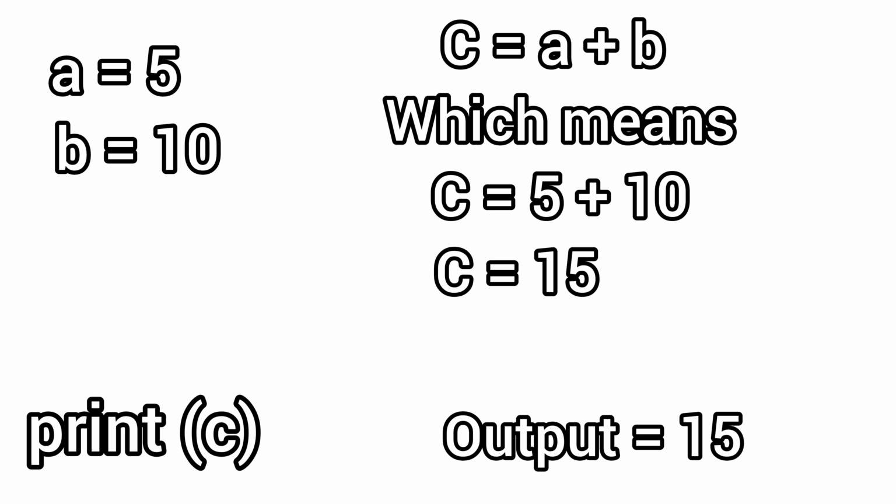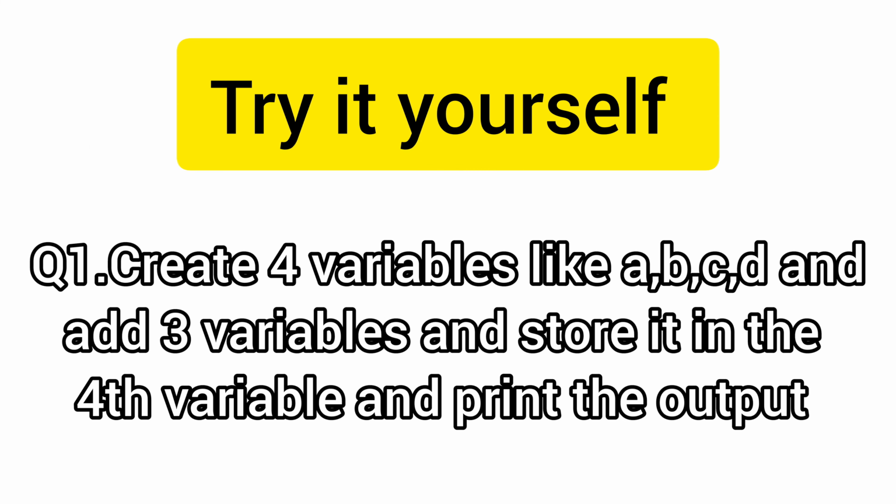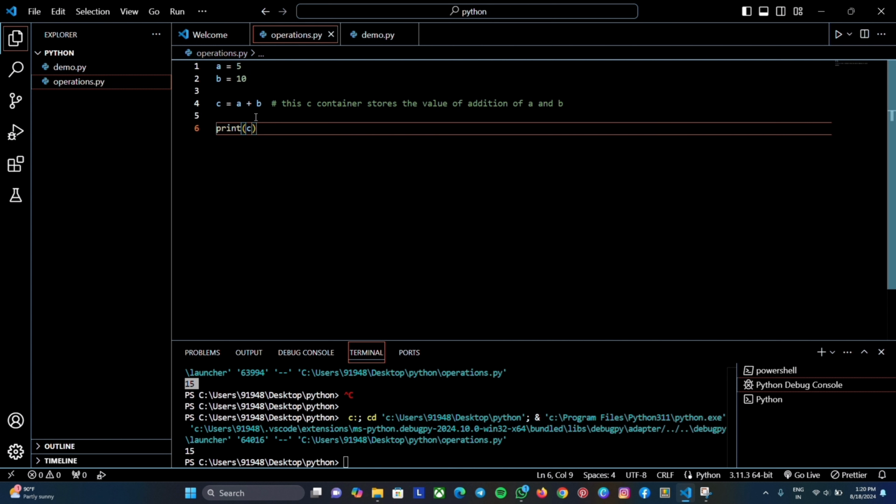So I hope you understand this concept properly. So try it yourself: create 4 variables like a, b, c, d and add 3 variables and store it in the 4th variable and print the output and check what kind of output you get. Pause the video and try it yourself. I hope you tried the program which I gave to you.